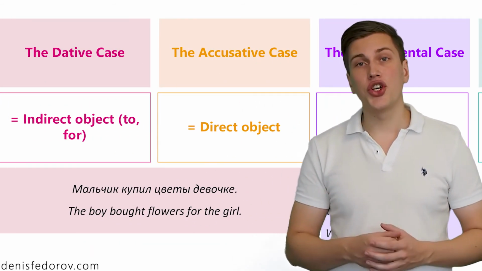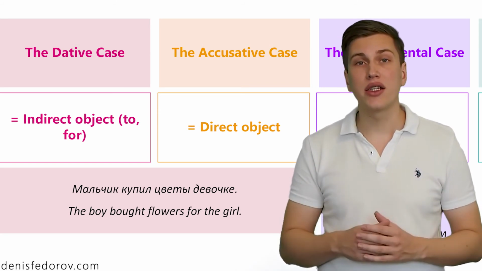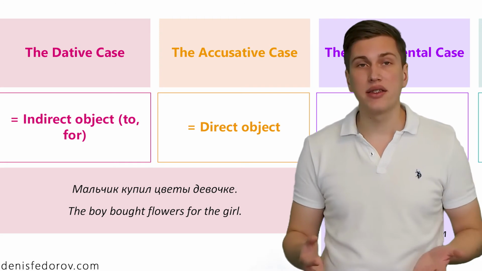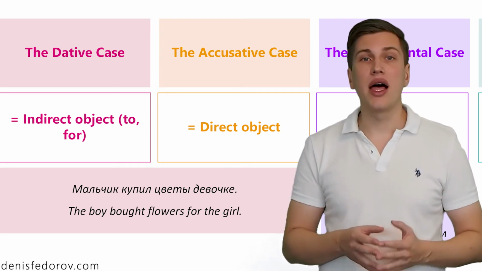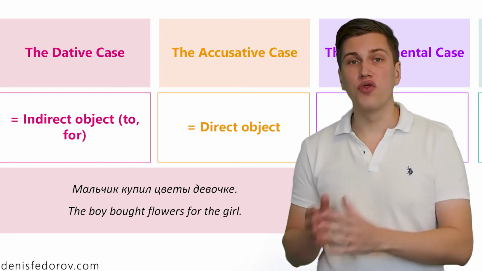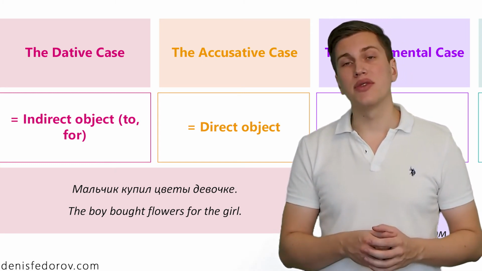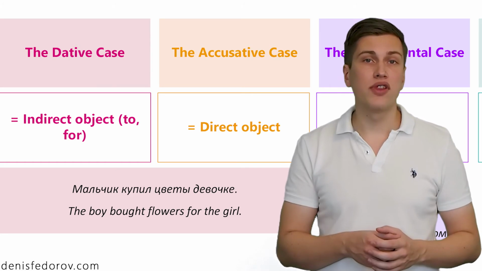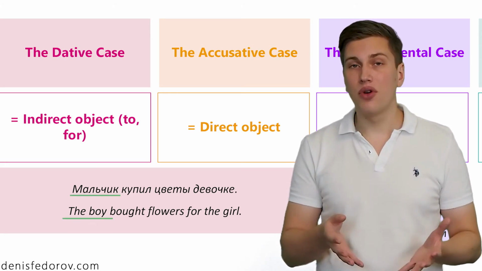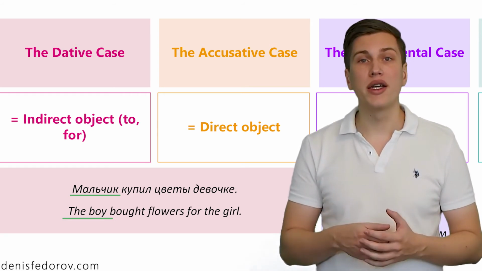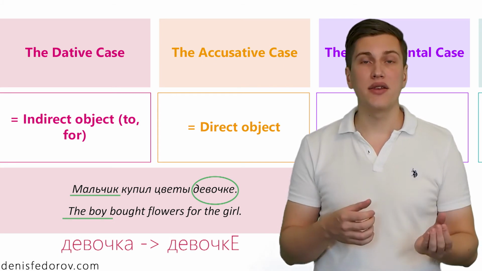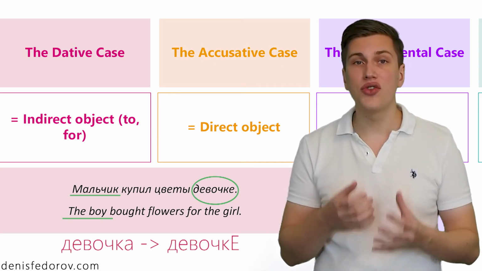The dative case shows us the indirect object, the person or thing that is shown, told, explained something. Its basic meaning lies within the English prepositions to and for. Мальчик купил цветы девочке. The boy bought flowers for the girl. The boy is in the nominative default case here because he is the one who is doing the action, a subject. And the girl will be in the dative case because she is the indirect object.